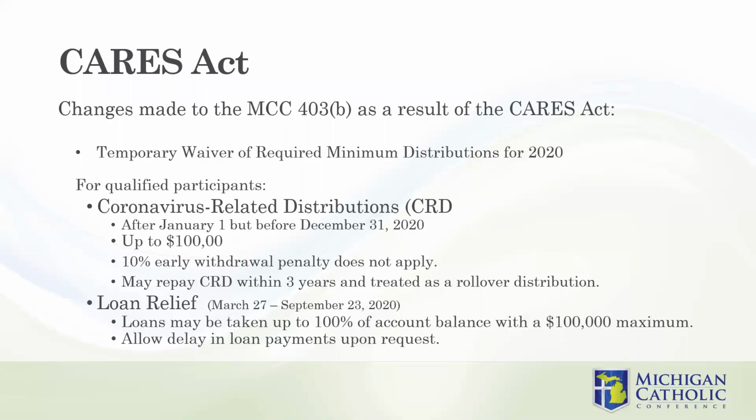Loans may be taken up to 100% of their account balance with a maximum distribution or loan of 100,000. If you recall earlier, I said the loans could be 50% up to 50,000. Now it's 100%, up to 100,000 maximum under the relief. And the person can delay loan payments, but that has to be a request made directly to Prudential. So those are some things under the CARES Act. These are temporary and they go away after the end of the year, unless things change with any new legislation.